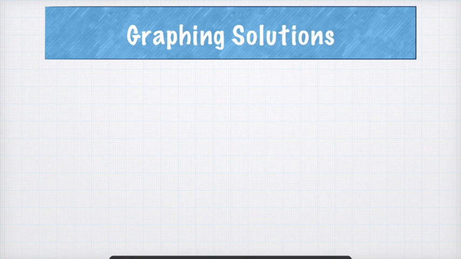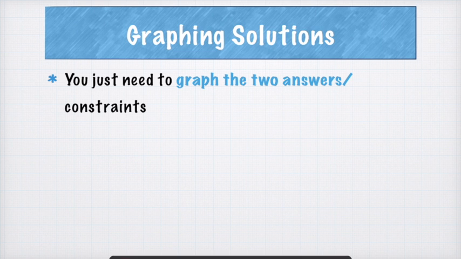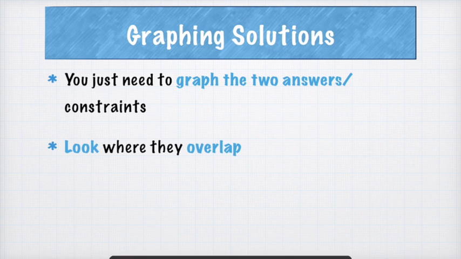Now we're going to graph solutions. When we graph them, all we have to do is graph the two answers using their constraints. So we're just going to graph both of our inequalities as their solutions, and we're going to look for where they overlap.